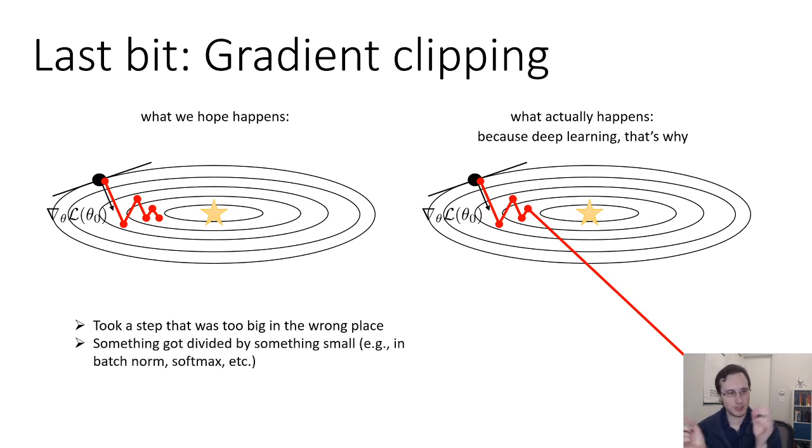Maybe something got divided by a small number, maybe in batch norm or softmax, somewhere there was a division by some small quantity, leading to a really big quantity. Or maybe we just got really, really unlucky. Maybe we just got the worst possible combination of data points in our mini batch, and that resulted in a pathologically gigantic gradient. This kind of stuff just happens, and when it happens, you might see, for example, that your loss suddenly gets really big, goes to nan, goes to infinity, and then you're done.